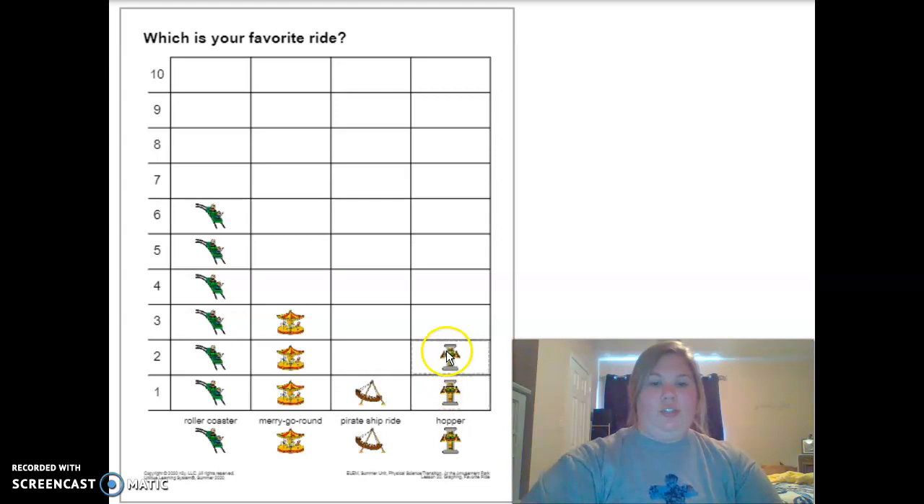1, 2, 3. So 6 people like the roller coaster, 3 people like the merry-go-round, 1 person likes the pirate ship, and 3 people like the hopper.